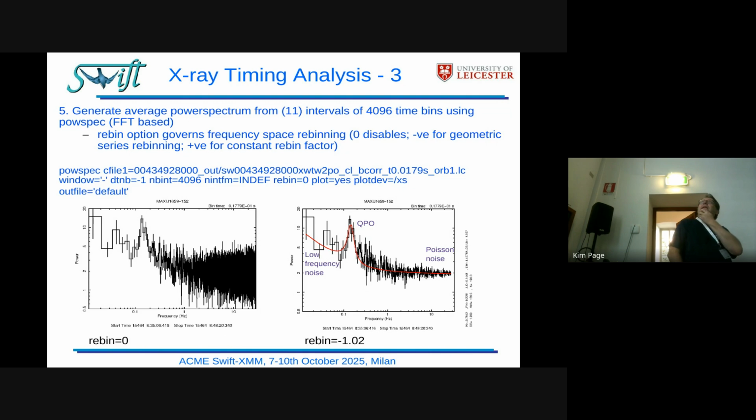But one option you can give it is a rebin factor, here of -1.02, which I gave it. It will perform a geometric series rebinning in frequency space. So it will work out this geometric series based on this parameter, and you can see it is smoothed out. It has increased the frequency bins at the higher frequency end, so the noise is essentially suppressed as you rebin the frequency bins.